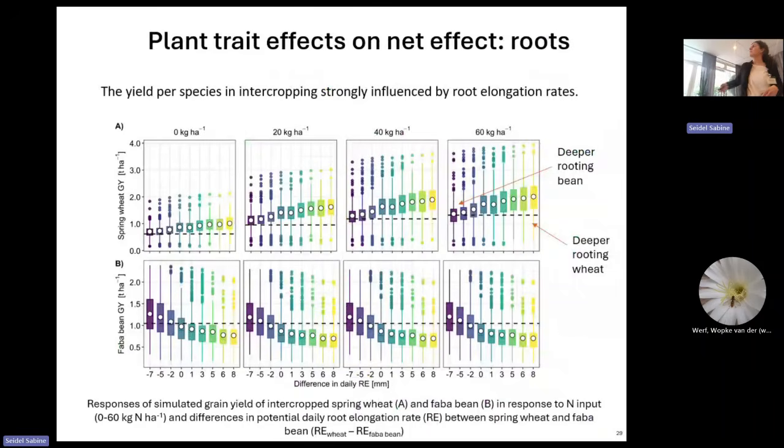Yeah? And what you can see is that the yield per species is strongly influenced by the root elongation rate. So you can see the deeper the wheat is rooting, the higher the yield of the wheat, whereas it's vice versa for the fava bean. The deeper the wheat is rooting, the lower the yield of the fava bean is. And then you can also see that there is an impact of the N on all of that, but the directions are quite similar.